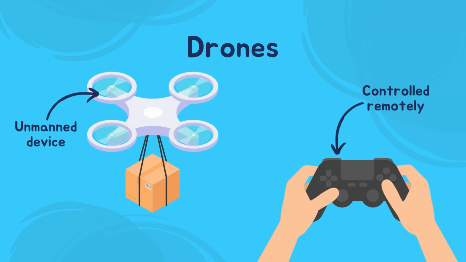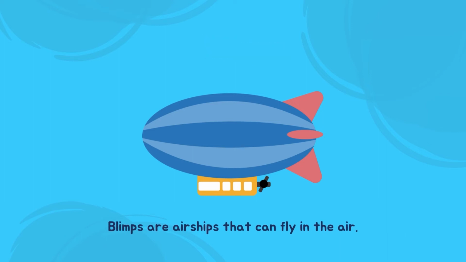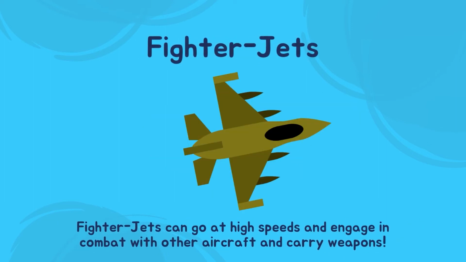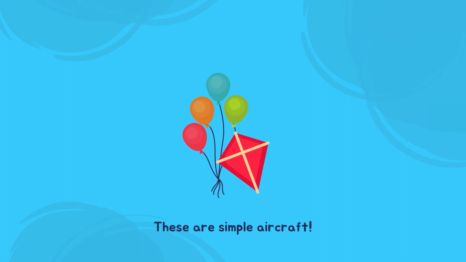Drones are small unmanned devices that can be controlled by humans to monitor and capture images. Blimps are airships that can fly in the air. They are similar to balloons since air is used to maintain their shape. Fighter jets are a type of aircraft created to go at high speeds, engage in combat with other aircraft, and carry weapons. Balloons and kites are simple aircraft. A kite is heavier than air while a balloon is usually lighter than air.